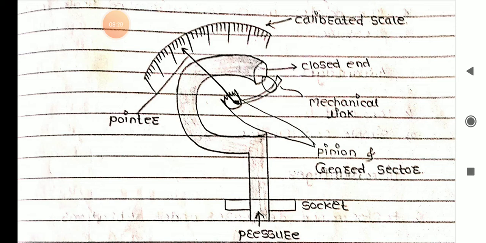Next, the pointer moves on the calibrated scale in terms of pressure. So whenever you apply the pressure through the fixed end, it changes the shape and provides some reading. That may be high pressure or low pressure. So through that calibrated scale you can measure the maximum and minimum deflection. Whatever pressure you apply, it will be directly proportional to that applied pressure. Okay.